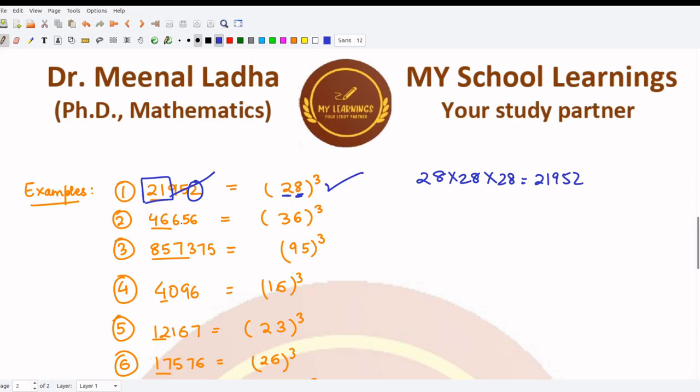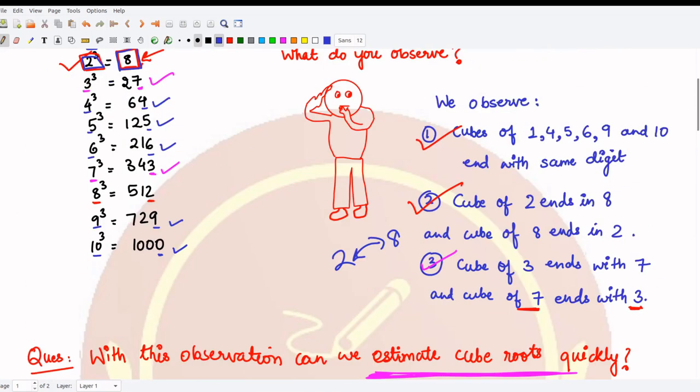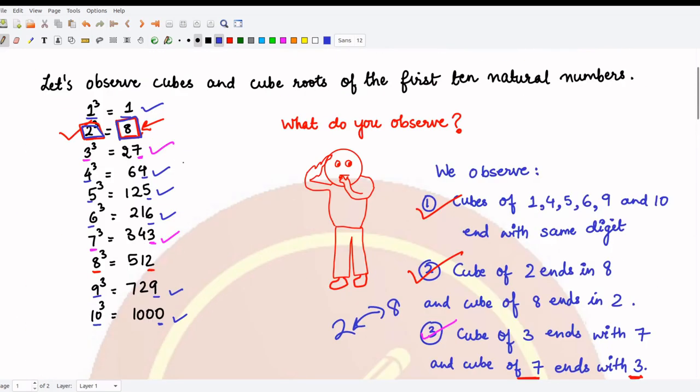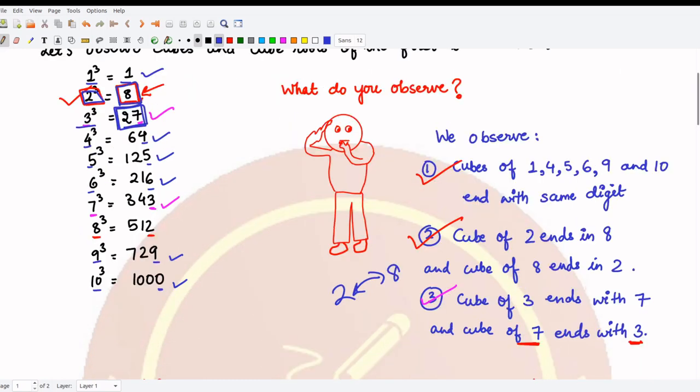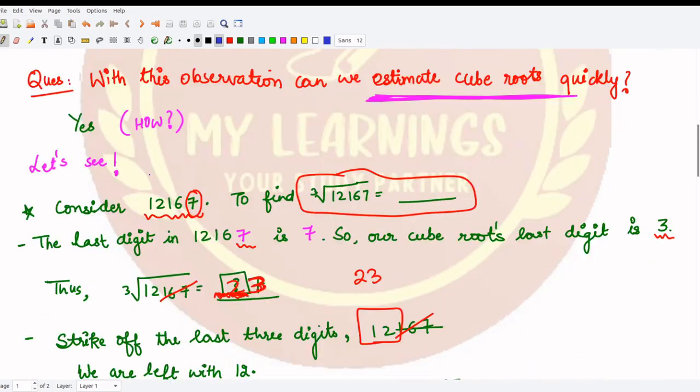Again, 46656. Now 6 would end in 6. So this last digit would be the same for 6. Now we can strike off these last 3 digits. We are left with 46. Go back to our table. So for before 46, the number 27 comes, which is smaller than 46, and it is a perfect cube of 3. So we take 3 as the digit in this particular case, right?